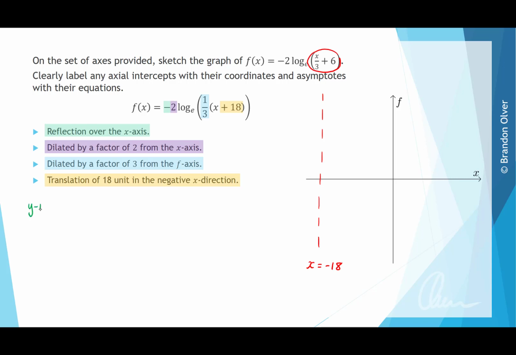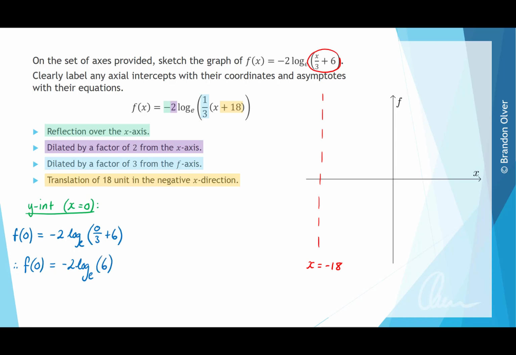So the y-intercept is going to occur when x is equal to 0 in our rule. And that gives f of 0 is equal to -2 log e, and if we put 0 into this, we're going to have 0 divided by 3 plus 6. Therefore, f of 0 is simply equal to -2 times log e of 6, and we can't simplify that any further.